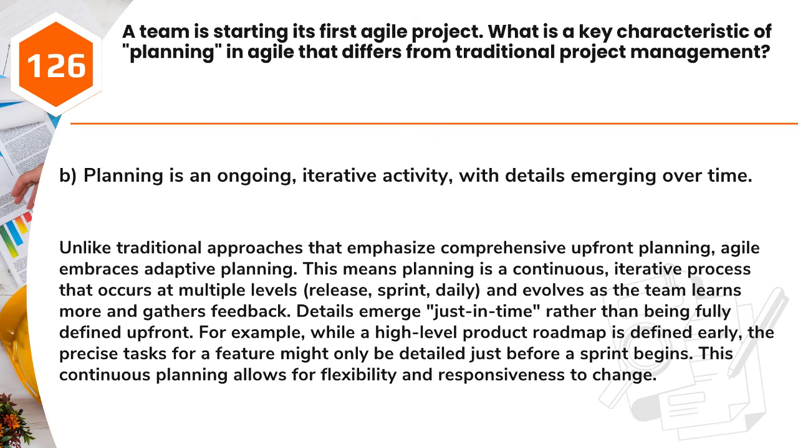Answer: B. Planning is an ongoing, iterative activity, with details emerging over time. Unlike traditional approaches that emphasize comprehensive upfront planning, Agile embraces adaptive planning. This means planning is a continuous, iterative process that occurs at multiple levels: release, sprint, daily, and evolves as the team learns more and gathers feedback. Details emerge just in time rather than being fully defined upfront. For example, while a high-level product roadmap is defined early, the precise tasks for a feature might only be detailed just before a sprint begins. This continuous planning allows for flexibility and responsiveness to change.